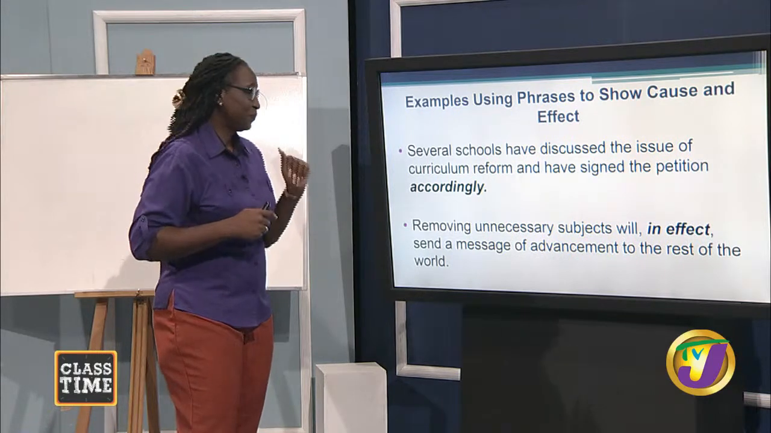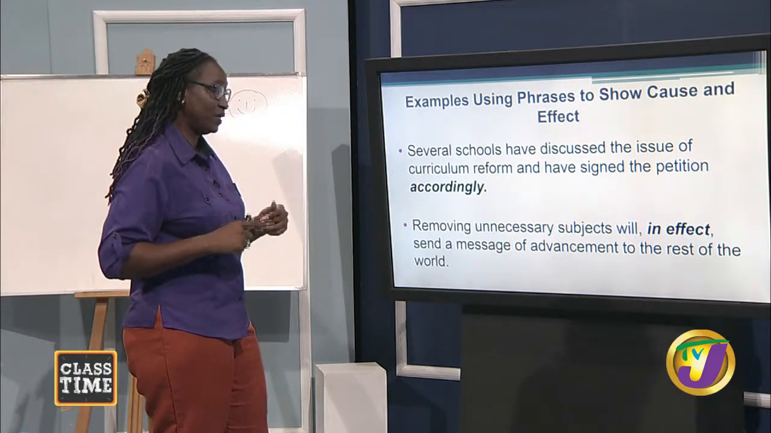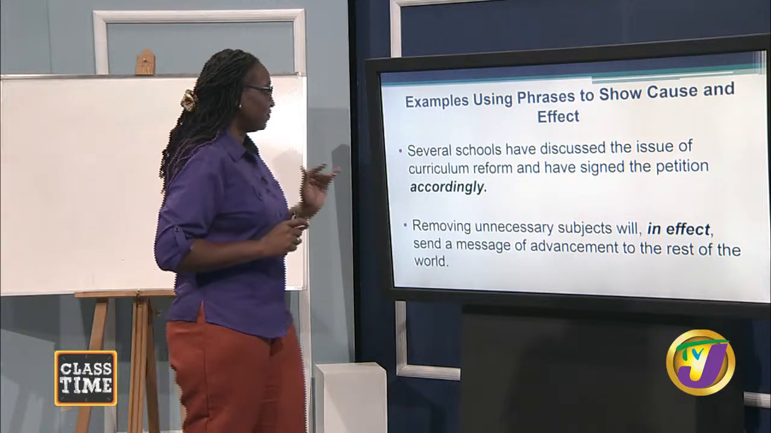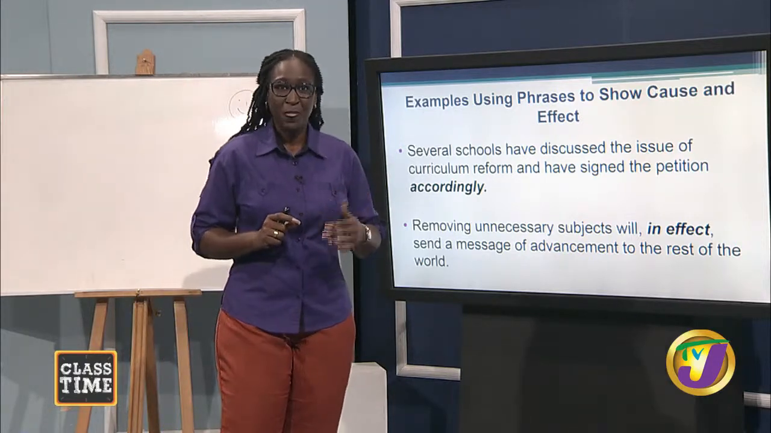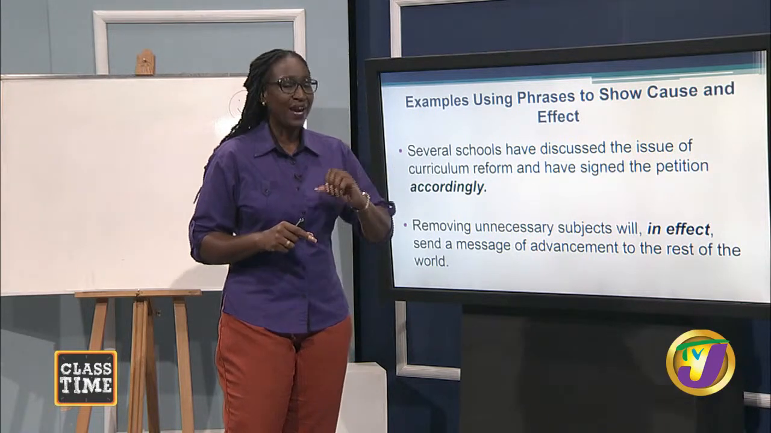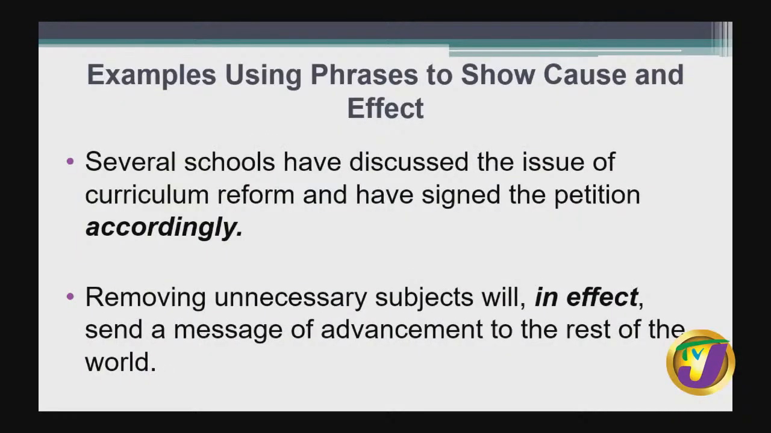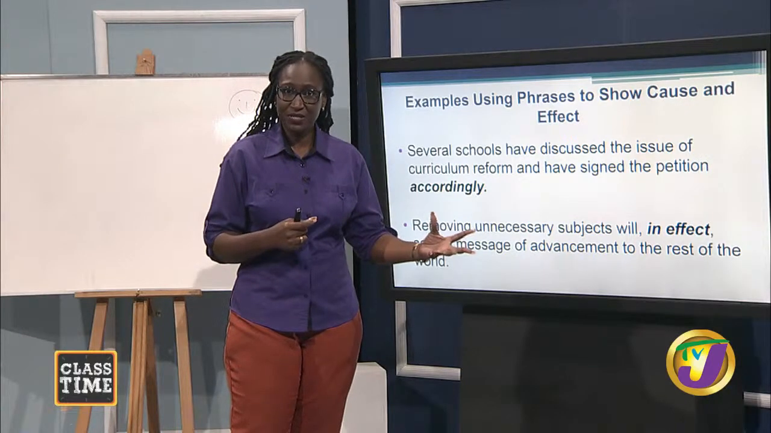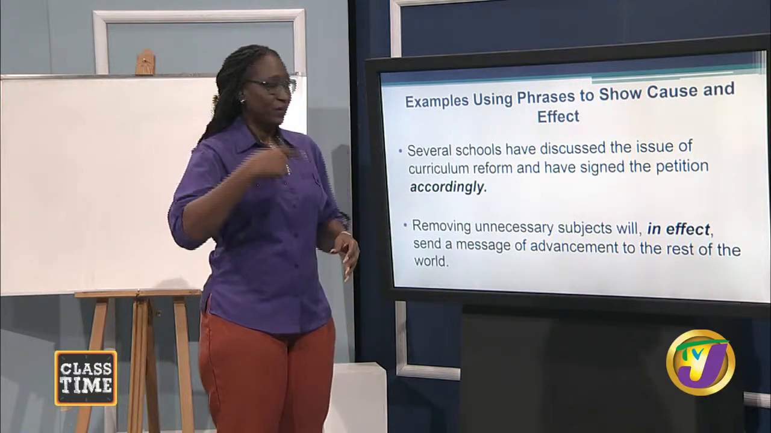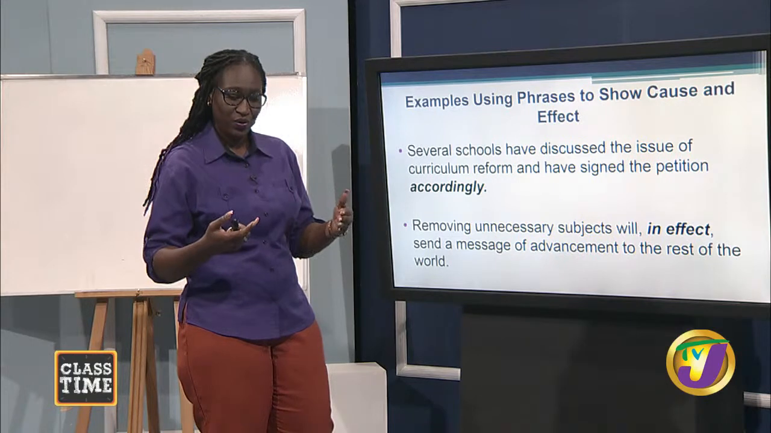Now let's look at the other one. "Removing unnecessary subjects will, in effect, send a message of advancement to the rest of the world." So you have shown one thing, and then you have shown the resulting thing. The first thing, removing unnecessary subjects. Once you do that, what will happen? It will send a message of advancement to the rest of the world. How have you connected those two ideas? You have used "in effect" to show the cause: removing the subjects will of course lead to advancement of the rest of the world.